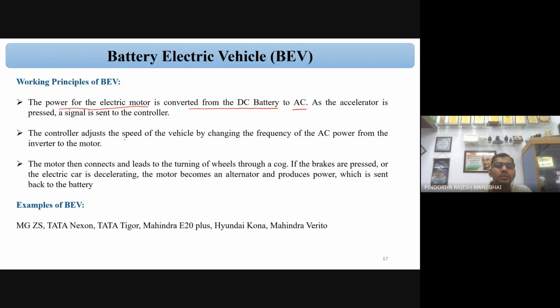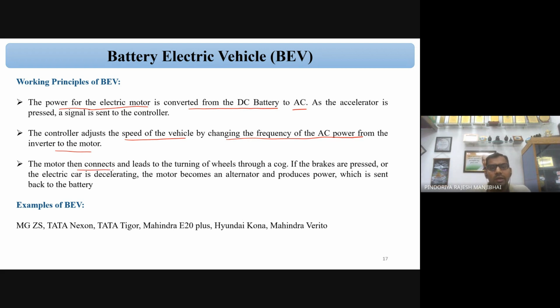The controller adjusts the speed of the vehicle by changing the frequency of the AC power from the inverter to the motor. Again, it depends on the motor. Suppose you have an induction motor, then with a VFD controller, variable frequency drive, we can control the speed and torque. Suppose you have a BLDC or PMSM motor, then we cannot apply the variable frequency drive, correct? So we have to go with a different control algorithm, okay, to control the speed and torque.